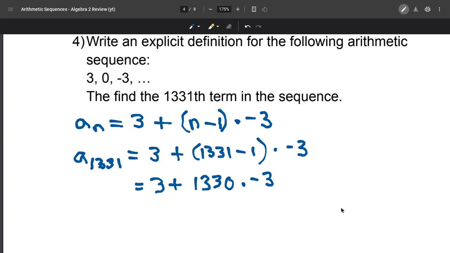So let's see here. We got 3 plus 1330 times negative 3.